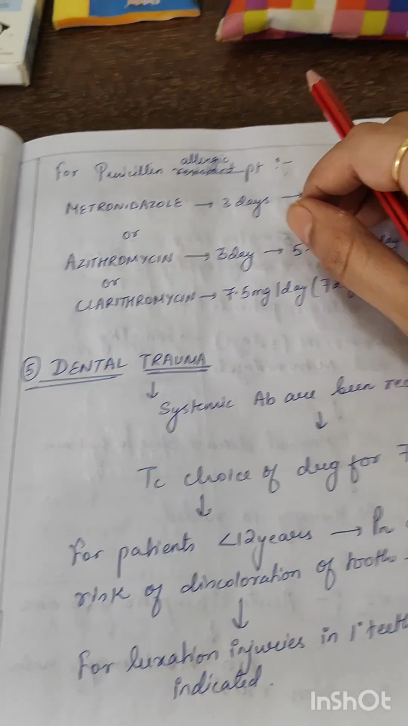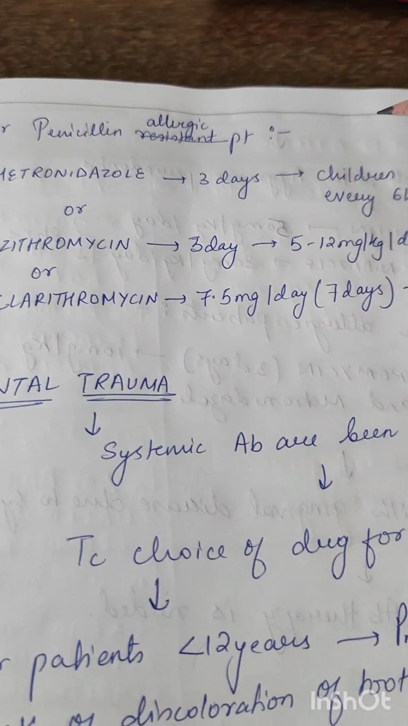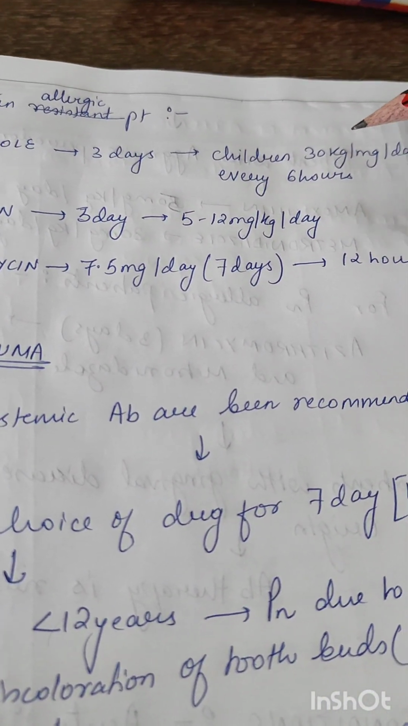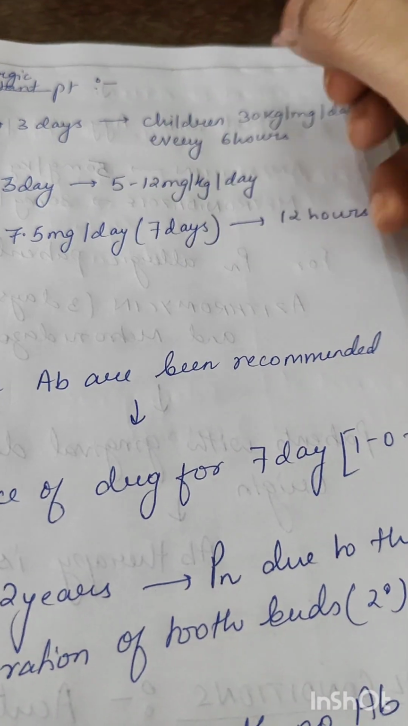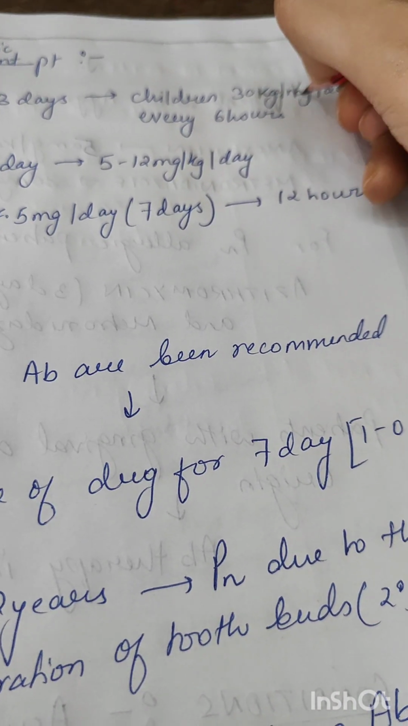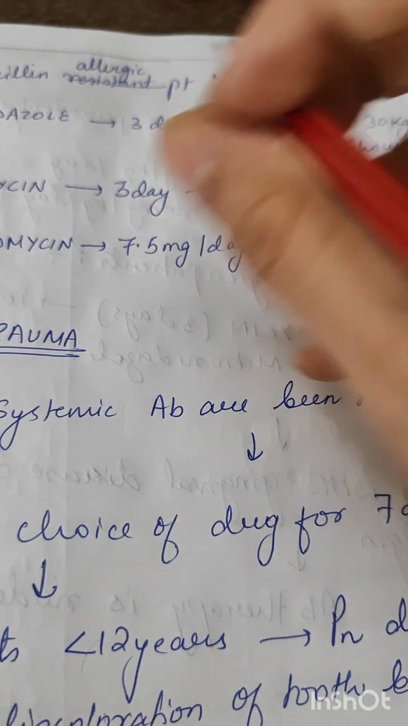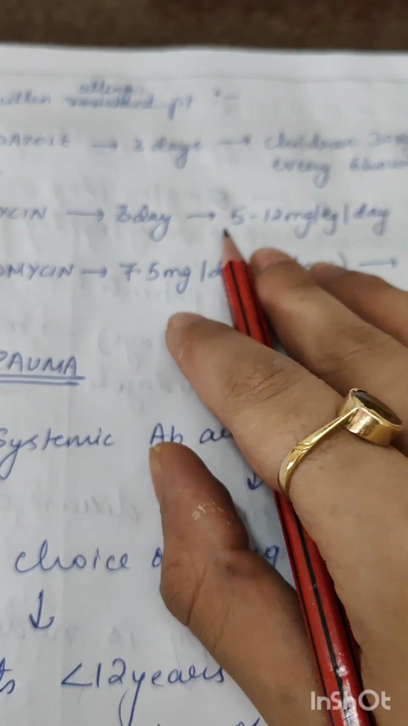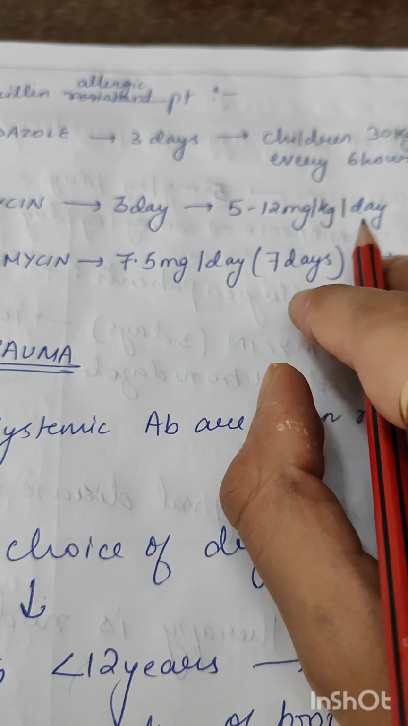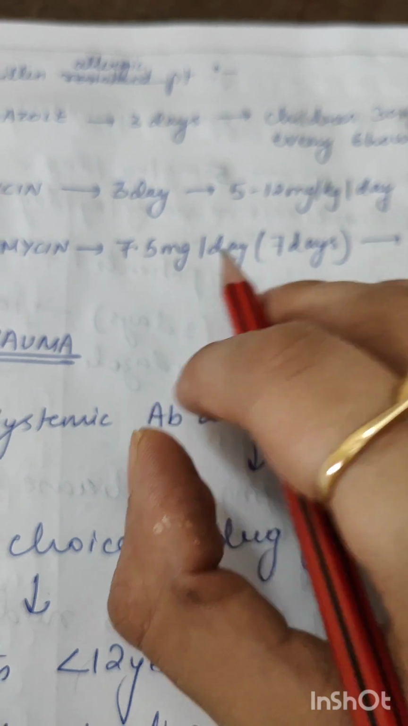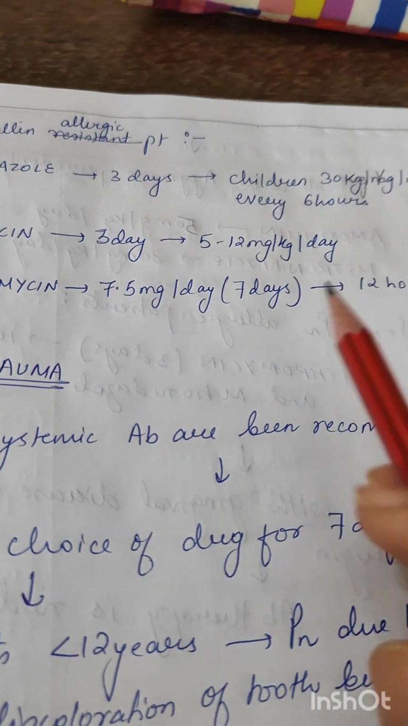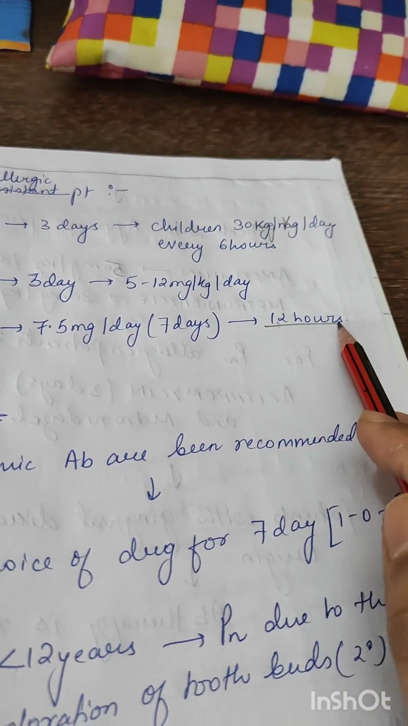For patients who are penicillin allergic, metronidazole for 3 days, 30 mg per kg per day every 6 hours, or azithromycin for 3 days, 5 to 12 mg per kg per day, or clarithromycin for 7 days, 7.5 mg per kg every 12 hours is given.